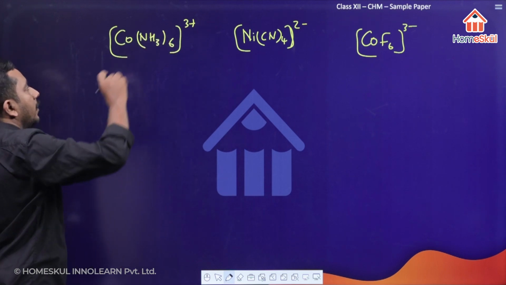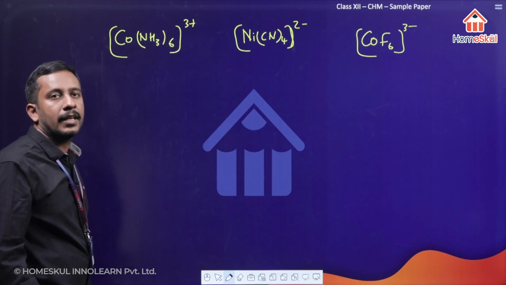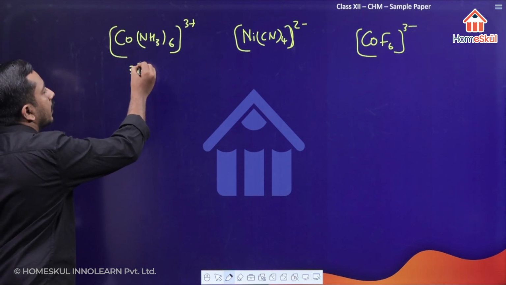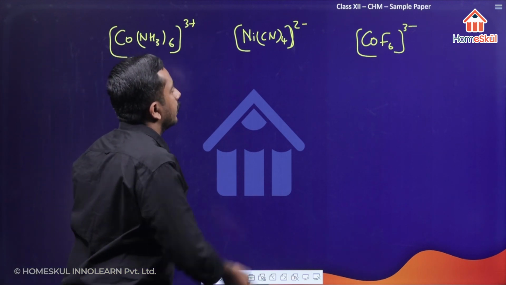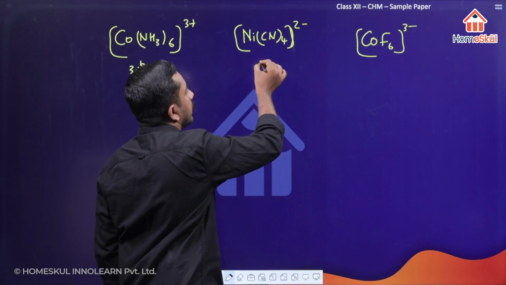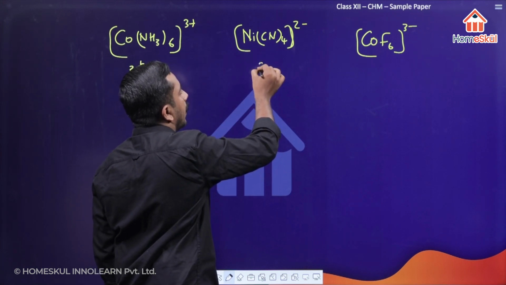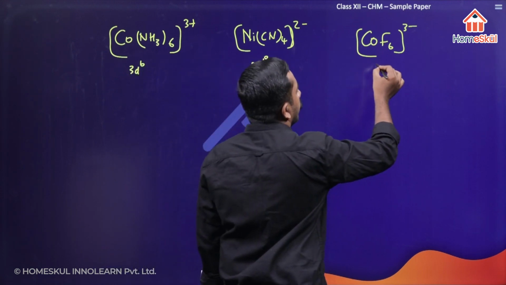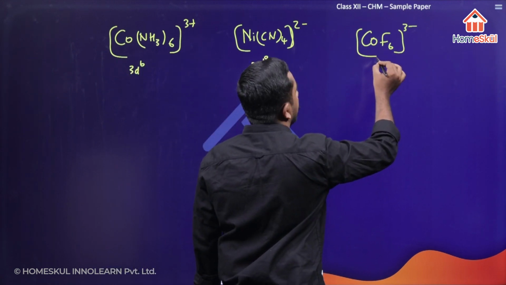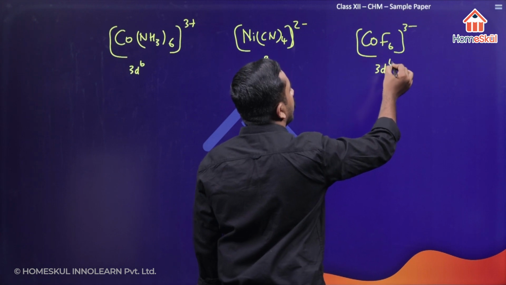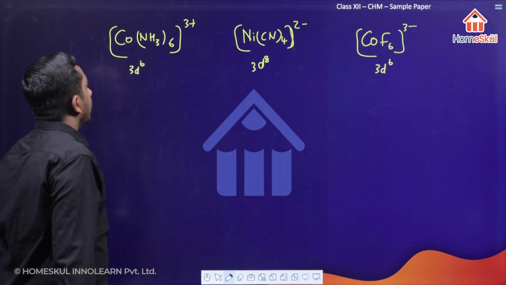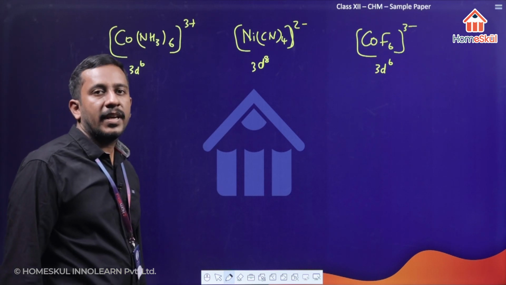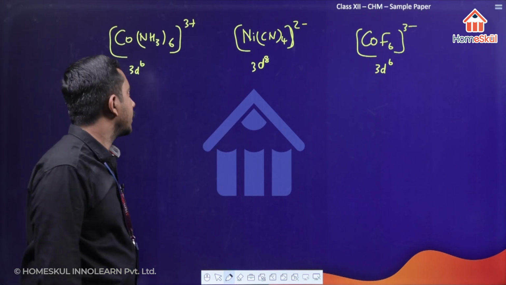In this case, cobalt is the central metal atom which is in the 3 plus oxidation state. So the configuration is going to be 3d6. In the second compound, nickel is in the plus 2 oxidation state and the configuration is going to be 3d8. And here also cobalt is in the plus 3 oxidation state, so the configuration is going to be 3d6. When cobalt is in the plus 3 oxidation state and ammonia is coming as a ligand, ammonia will be acting as a strong ligand.